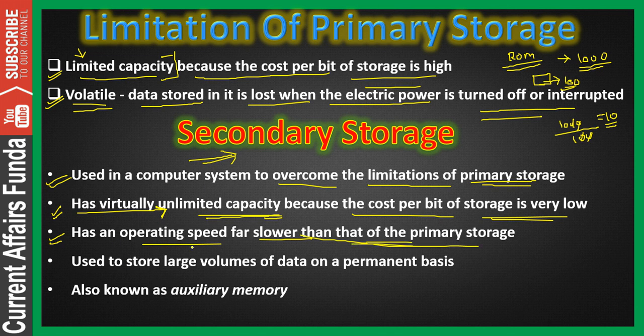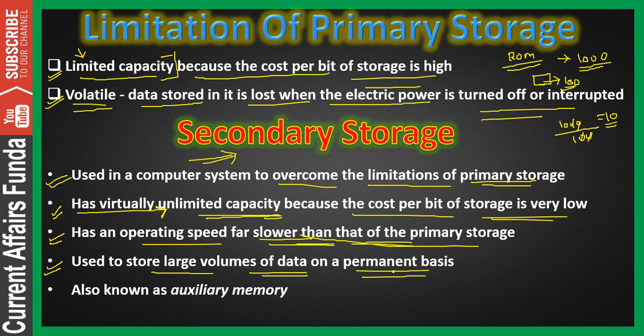What does it mean that the operating speed is far slower? I already told you about that. If I want to search for a person in a room, it is very easy. But if I want to search for a person in a country, it is not impossible, but it will take time. Same here: secondary memory has a very large capacity to store data. But the problem is that because it has such a large space, searching for any data becomes slower. That is why operating anything stored in your secondary storage device is slower.